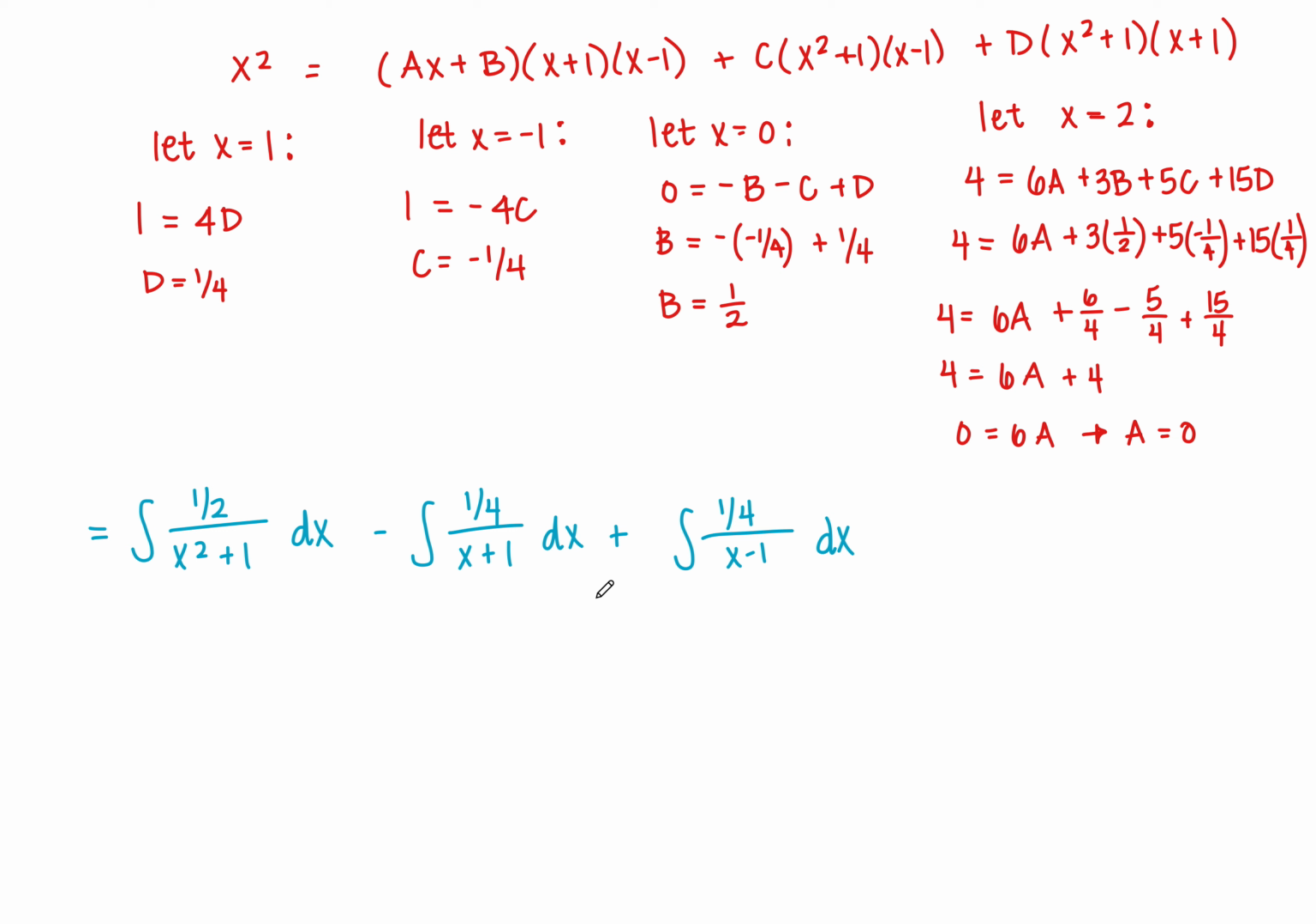Now, the second and third integrals, those are going to be natural logarithms. The first one, and you may need to go back to your integral table for this, but this is going to integrate at least the 1 over x squared plus 1. The 1/2 will be in front. That's inverse tangent of x. So we end up with 1/2 inverse tangent of x. Then we'll have minus 1/4 times the natural log of the absolute value of x plus 1 plus 1/4 times the natural log of the absolute value of x minus 1. And then since this is an indefinite integral, we have plus C.